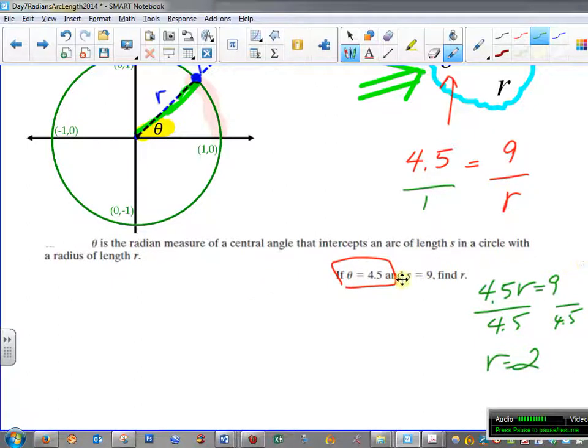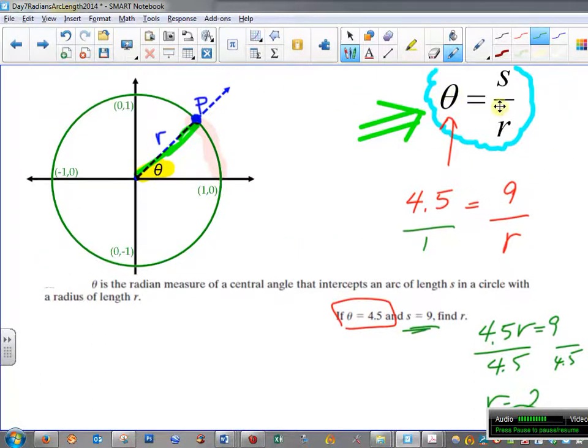Now we don't know what units are on S. If S were in inches, then we would have been finding R in inches. If S were in centimeters, we would have been finding R in centimeters. So your units will match the S and R units. In this case, I could give you any two and ask you to solve for the third unknown.